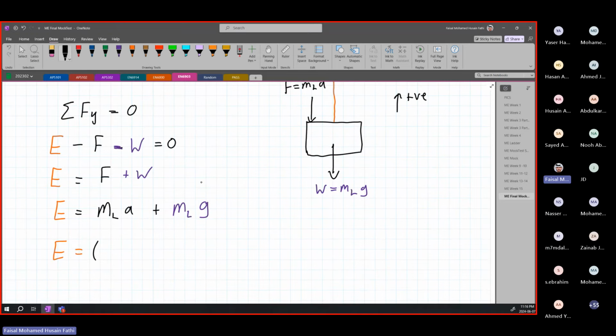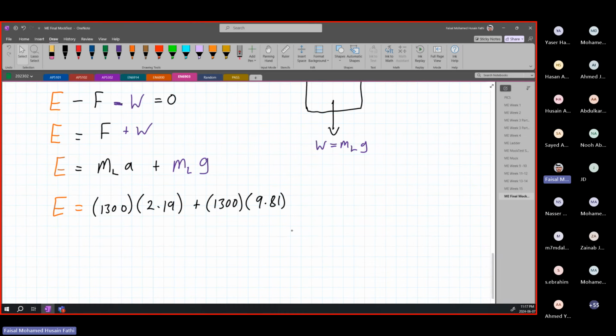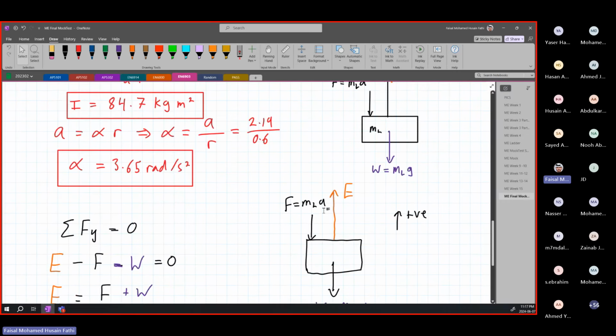So our value for E is going to be equal to the mass of the load, 1,300 kilograms, times our acceleration, which is 2.19 meters per second squared, plus the mass of the load, 1,300 kilograms, times acceleration due to gravity, which is 9.81. So now we can find the value of E by just putting all of this into the calculator. We will get that E is equal to 15,600 newtons. So now we have found E. Why did we need to find E?